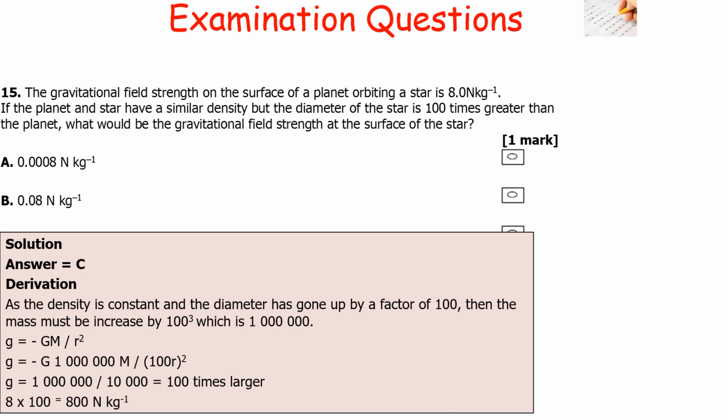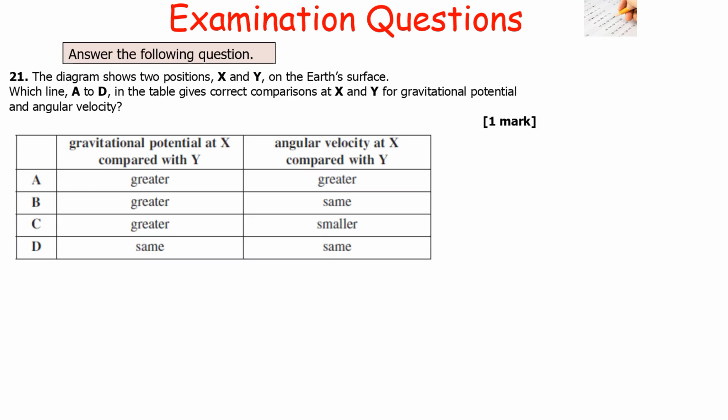So therefore it's 100 times larger. Now we know that originally it was 8 for its gravitational field strength, so 8 times 100 is 800. Our answer is C. The next question says, a diagram shows two positions X and Y on the Earth's surface.